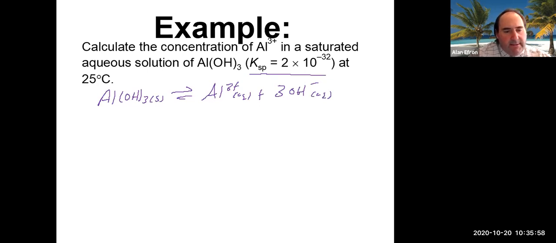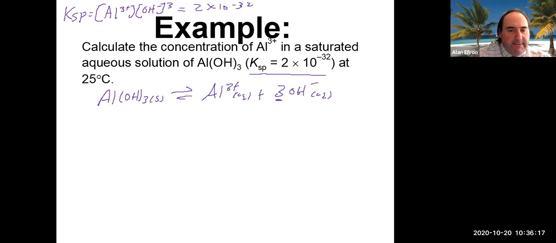Our Ksp in this case would be the concentration of aluminum times the concentration of hydroxide, and we do need to cube it because of the 3. And again, that would equal 2 times 10 to the minus 32 in this case.